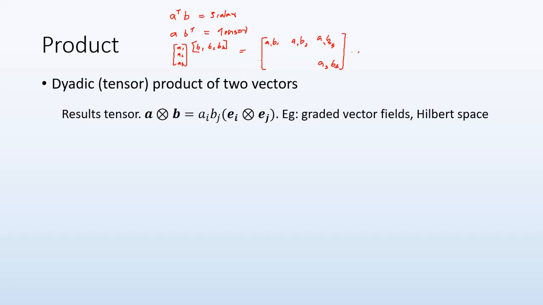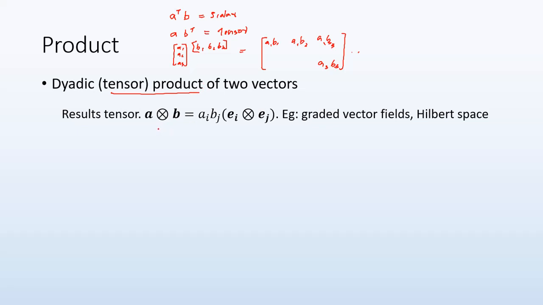So just try this. When you multiply a vector with the transpose of another vector, what you will get is a tensor. So this type of multiplication is known as a tensor product or a dyad. So a dyad of two vectors will actually give you a tensor. That is, a dyad of two tensors will give you a tensor with a higher rank.